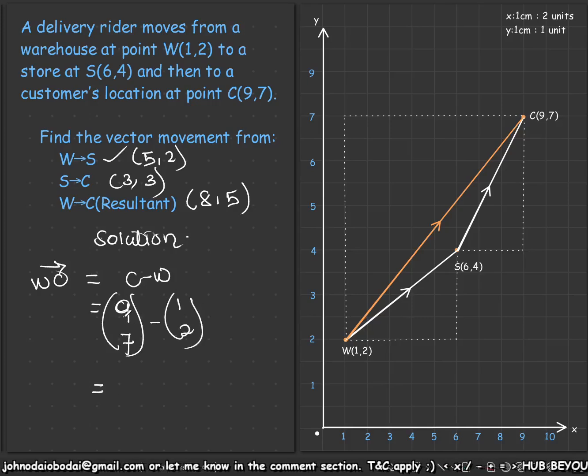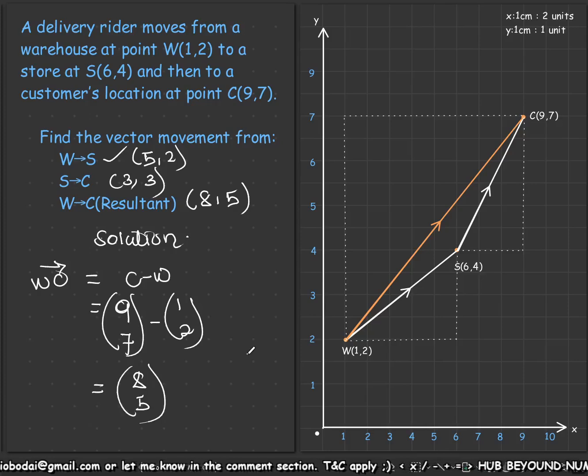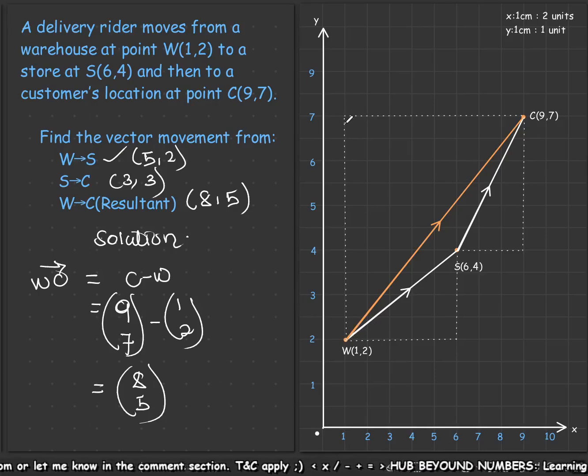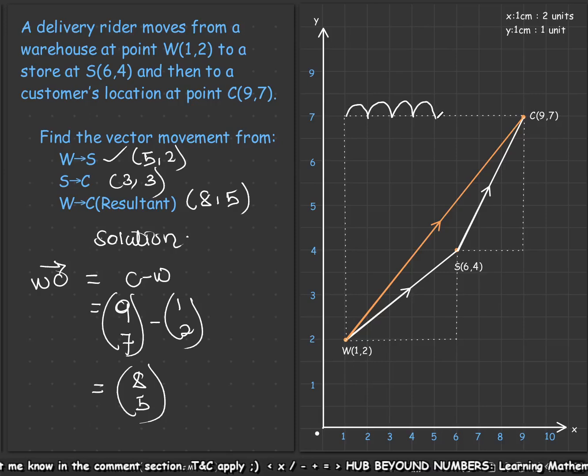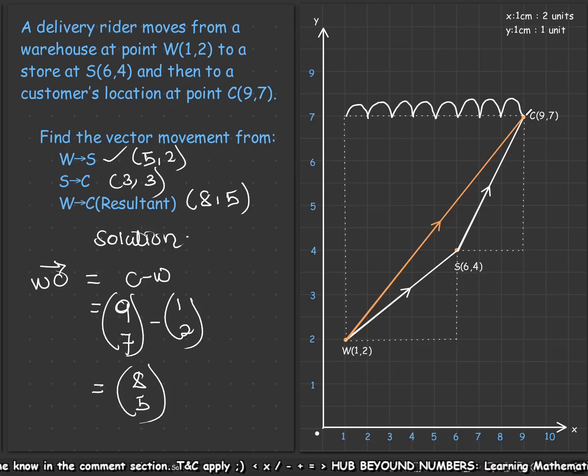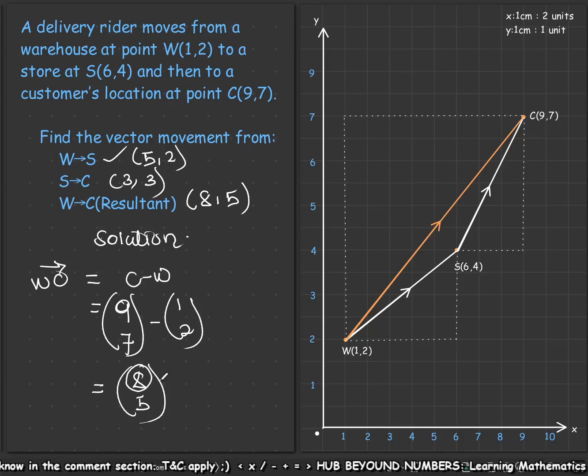So evaluating this, we have 9 minus 1, which is 8. Then 7 minus 2, which is also 5. You see, this one also gives us the answer. Now, provided you had drawn it, you could have also checked on the graph. On the x-axis, I have projected this up here. If I want to move to C from the x coordinate of W, I'm just going to move 1, 2, 3, 4, 5, 6, 7, 8. And that is our 8 over here.